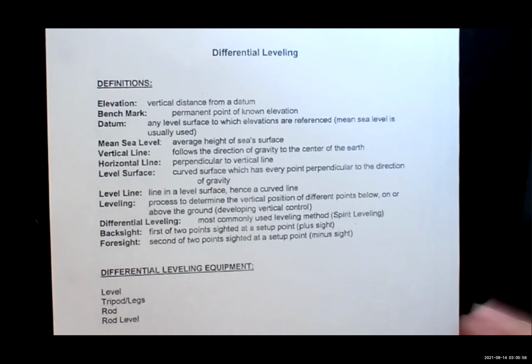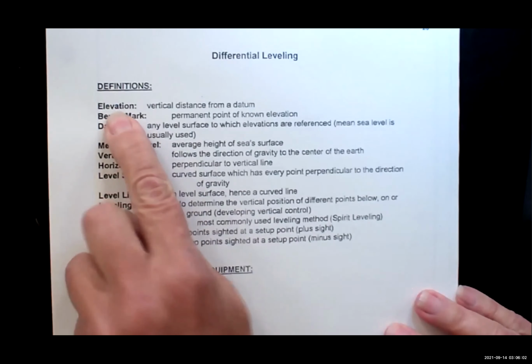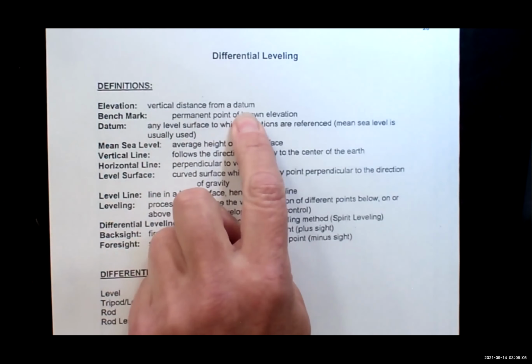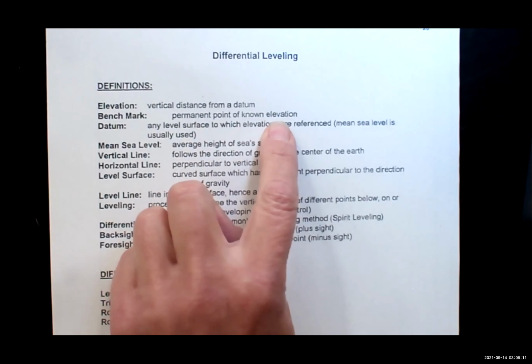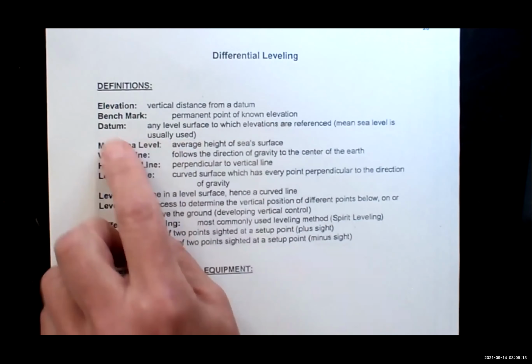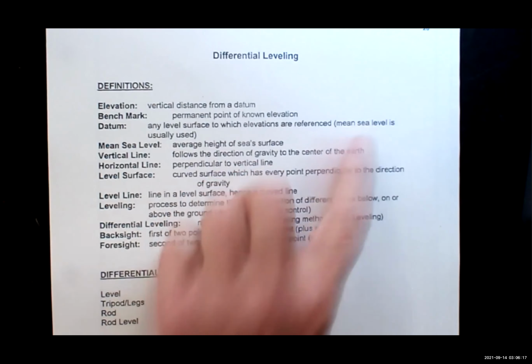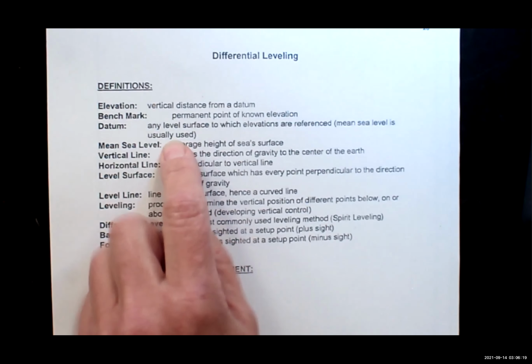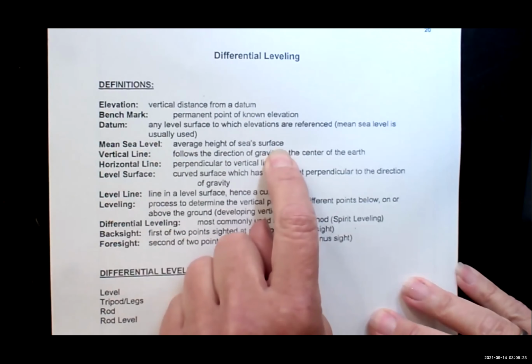actually, let's go through terminology just to make sure. This is part of the packet. Okay, so elevation, it's the vertical distance above a datum. Everybody good? Can I have a thumbs up? Benchmark is a permanent point of known elevation. Thumbs up. A datum, any level surface to which elevations are referenced, and mean sea level is usually used. Thumbs up.